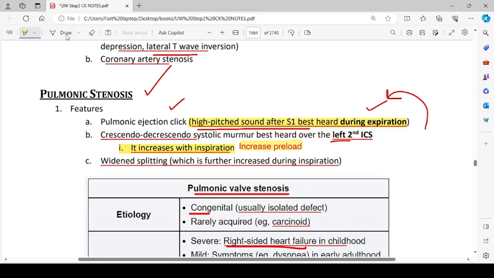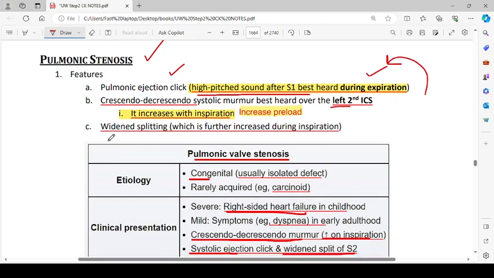It is true that it increases with inspiration because when we inspire, there is more flow of blood towards the right side of the heart because of increased preload, and that causes increased flow of blood through the stenosed pulmonic valve, and that will increase the intensity of the murmur. There will be widened splitting, which is further increased during inspiration.